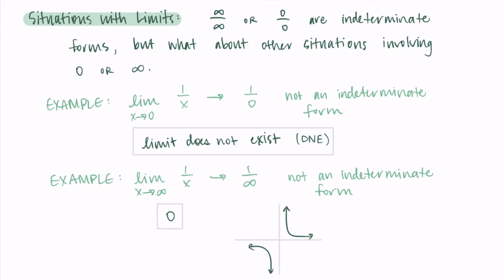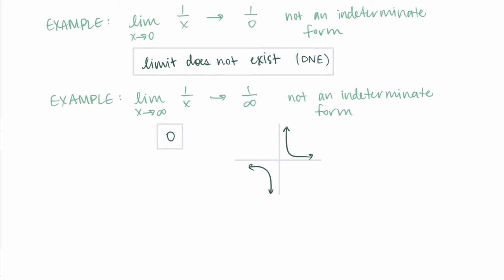So 0 is the limit as we approach infinity. Alright, I just want to do one more example that looks similar to this. So we've done 1 over 0 situations and 1 over infinity situations. But let's try one more thing. So here I'm looking at the reciprocal of what we did last time.